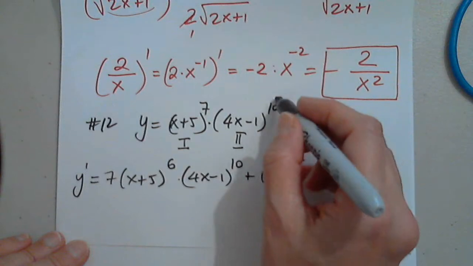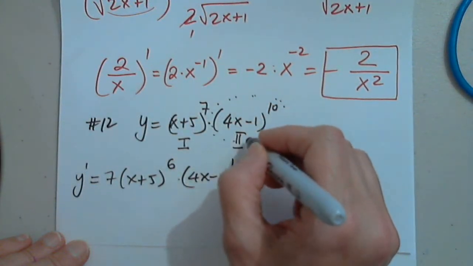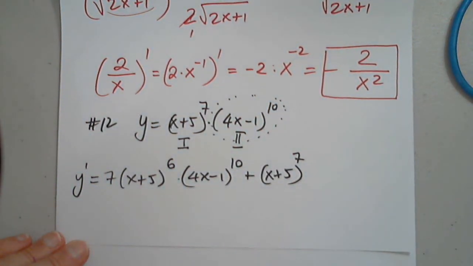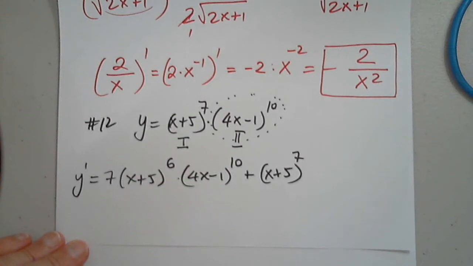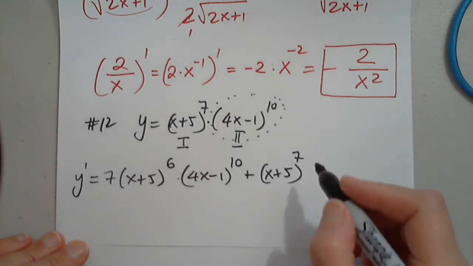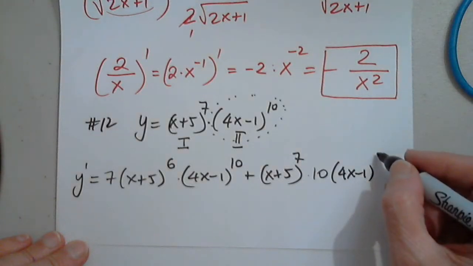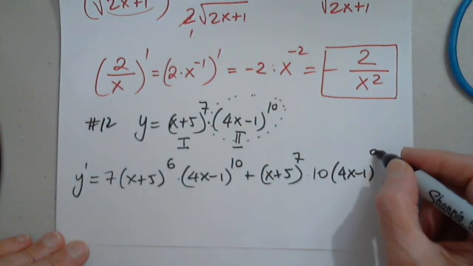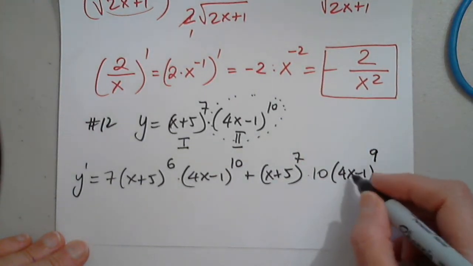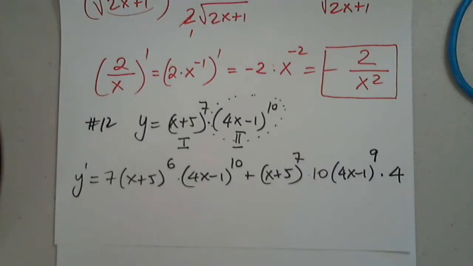And now can anyone help us differentiate the second function? Times the quantity 4x minus 1 times 4. 10 times 4x minus 1 to the 9th power. Very good. Times the inner function prime, which is 4. Awesome. Now this I want to continue simplifying by factoring. This is important.